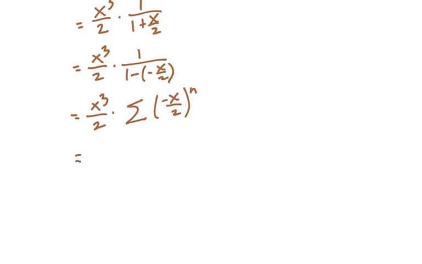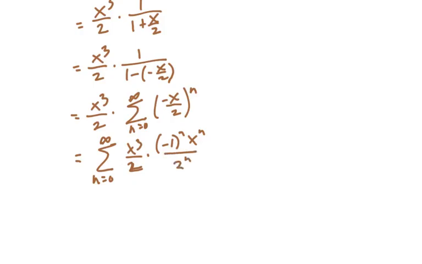So let's bring this inside the power series. We have the power series n equals 0 to infinity of x to the third over 2 times, here I have negative 1 to the n, x to the n, over 2 to the n. So this means we have the series from n equals 0 to infinity of negative 1 to the n, x to the n plus 3, because we're multiplying the x's on the top, so we add the exponents. And in the denominator, we have 2 to the n plus 1.